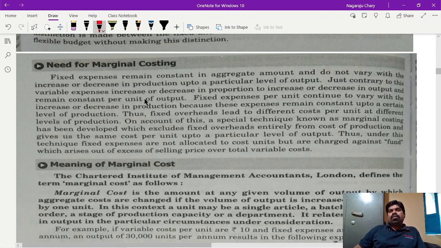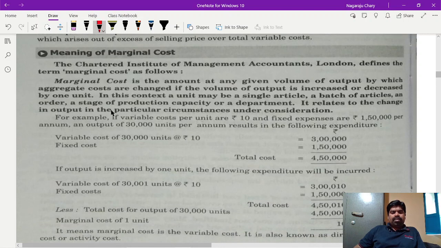So in this method, fixed cost is fixed up to some level of output, so there is no change at all. Where we are taking decisions, we have to take decisions based on variable cost, because the level of fixed cost is fixed. So whenever we are taking decisions, fixed cost is not considered, only variable cost is considered. That's why marginal cost is taken into consideration.